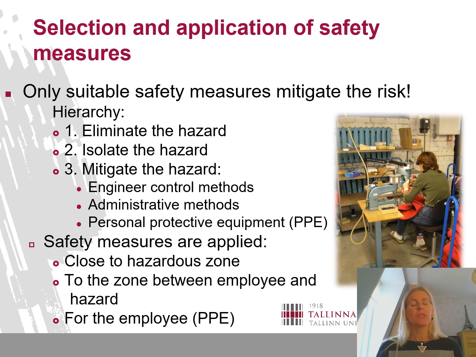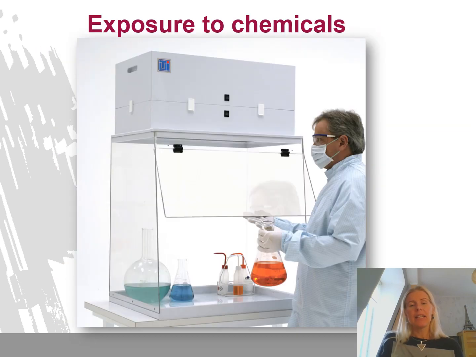So even when personal protective equipment is the cheapest and probably the quickest way to protect people, employers should always think about engineering control methods and administrative methods before. Here you can see also a way to protect the worker from the carcinogenic chemicals. Sometimes it's important to use several different measures in order to be effective.